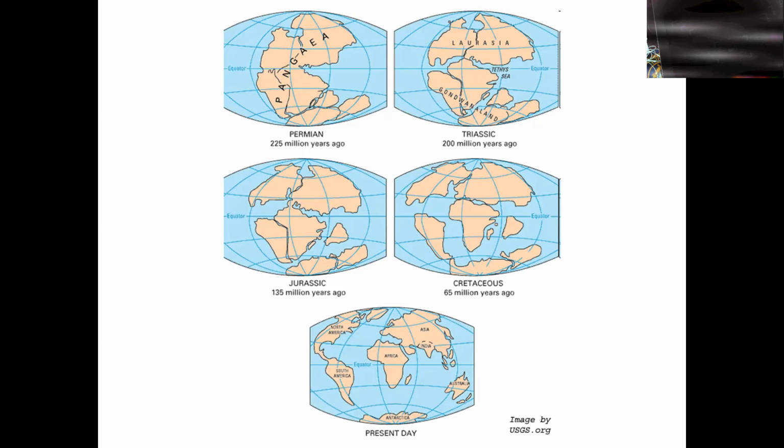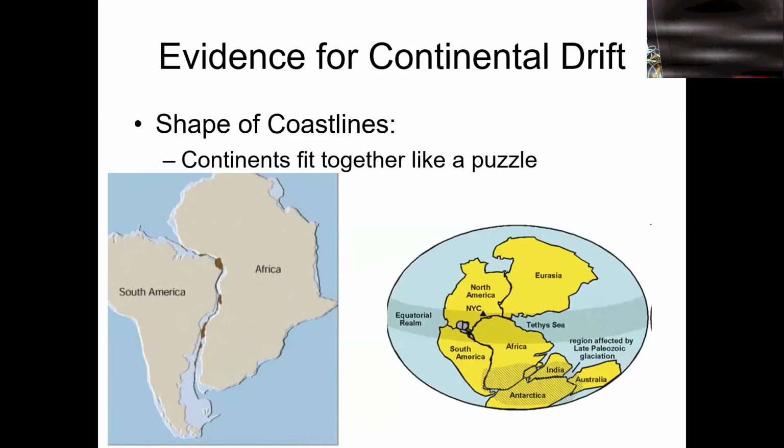Oh, sorry. So it starts off as Pangea, and over 225 million years, the continents have spread apart into their present day location. The first piece of evidence that he saw, and this is the one that is obvious, is that South America and Africa fit right together. Shape of coastlines.